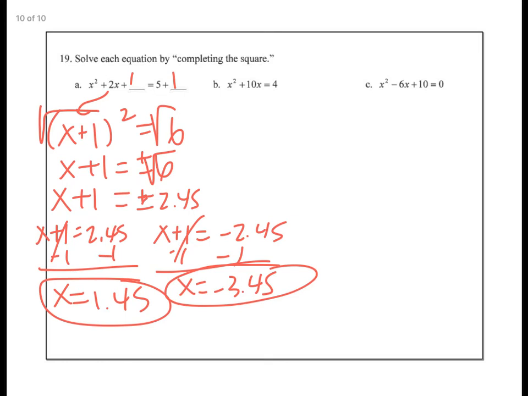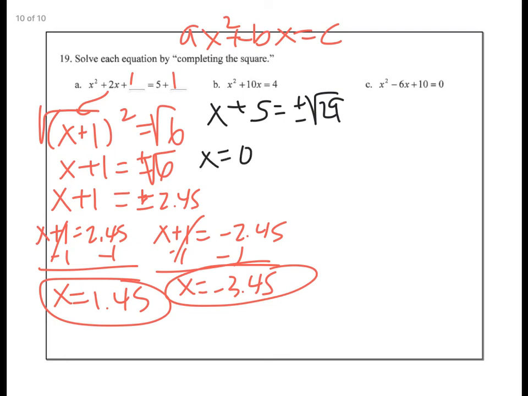Alright, again for B and C, I'm kind of tight on space here. B is already in the right form. When you use completing the square, you want it to be ax squared plus bx is equal to c. So you have that number by itself. So B is already in the right format. So again, I'm just going to give you the final answer, but if you got stuck somewhere, please ask me so you can check your work. As kind of a middle step, you should get to x plus 5 is equal to plus or minus the square root of 29. And then I changed that square root of 29 to a decimal, and I solved that 2 times, and I got x is equal to 0.39 and negative 10.39 as my two solutions.